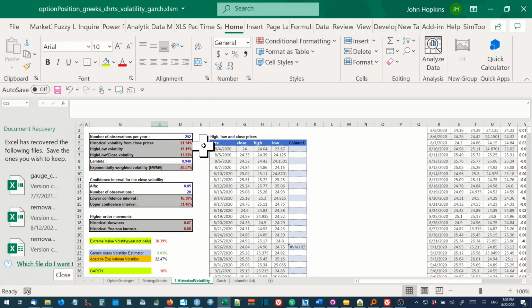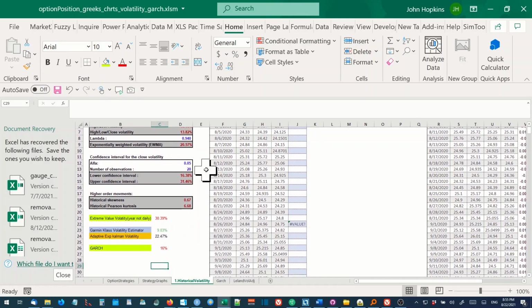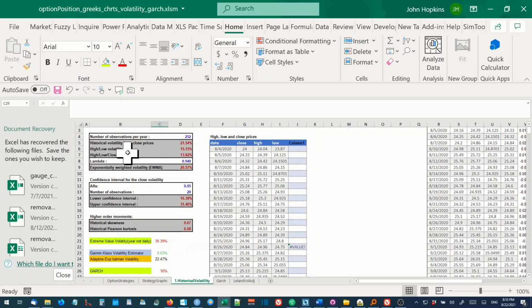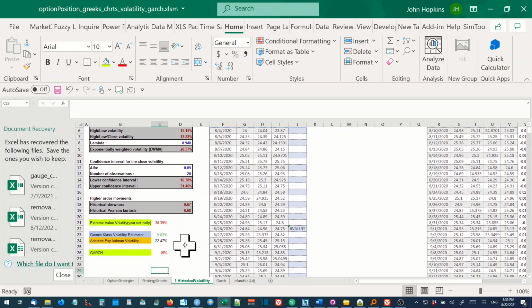That's historical volatility, 21.5%. Use that, you'll have a completely wacky price. That's a high-low volatility. You can see overnight there's not been any big jumps. They measure the overnight plus the high-low. Exponentially weighted is a bit lower than the historical, which is unusual. Extreme value, I don't use the extreme value. If you use it overnight, it will be pretty much the same as that. But I use it year on year, which gives it an exaggerated 30.39% extreme value.